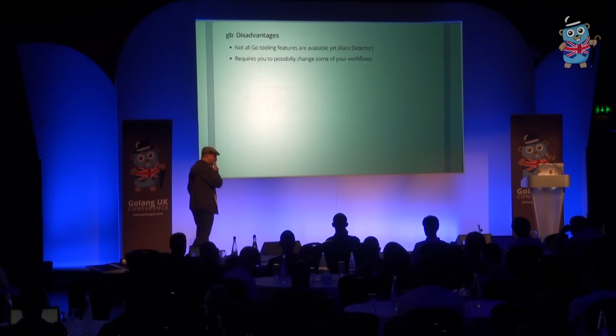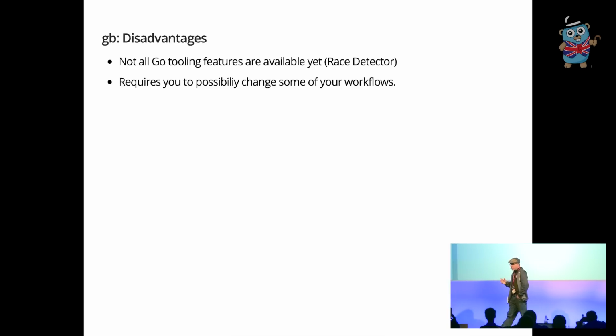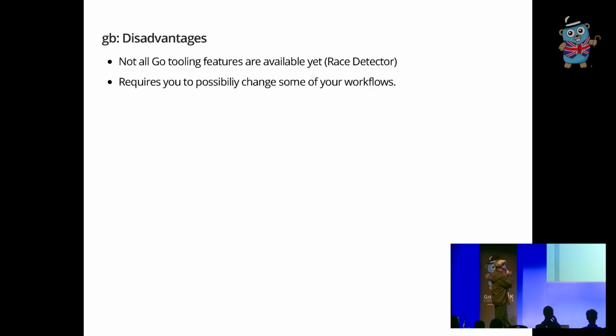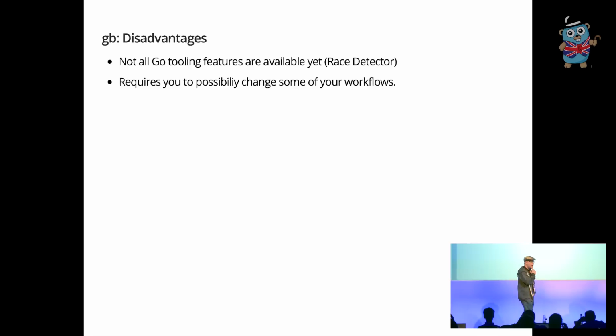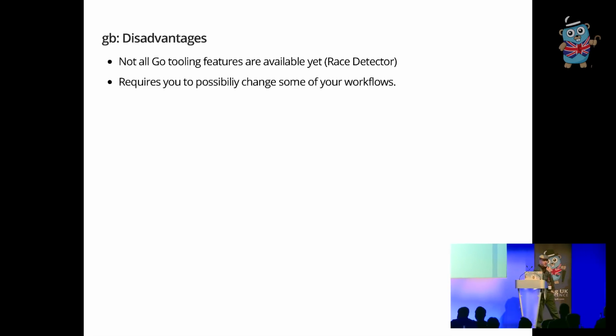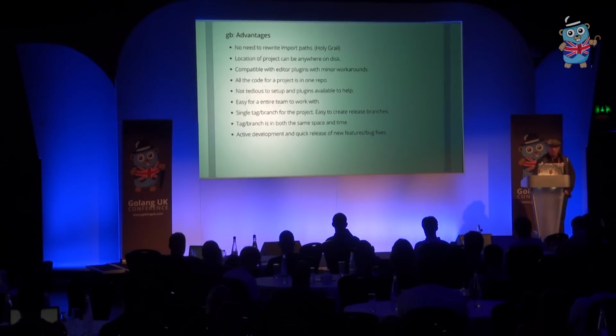Now, there's a couple of disadvantages. It is a brand new tool. Not all of the features that are part of the Go command and that tooling exist yet. The biggest one for me is the race detector. I mean, I live in the race detector. I'm running it all the time through my tests, and I don't have it right now. And you might have to change some of your workflows depending on how you set up your editor and those other environments you're working with. Again, it's because it's new.